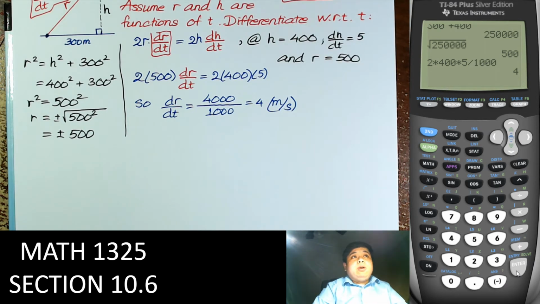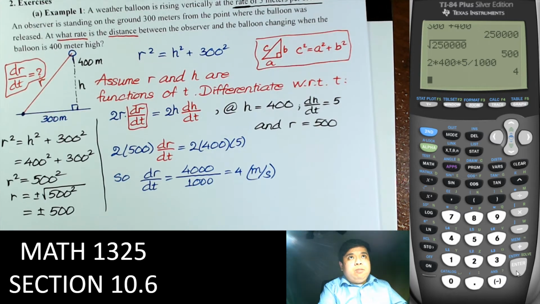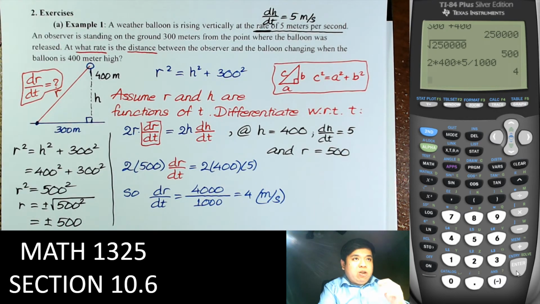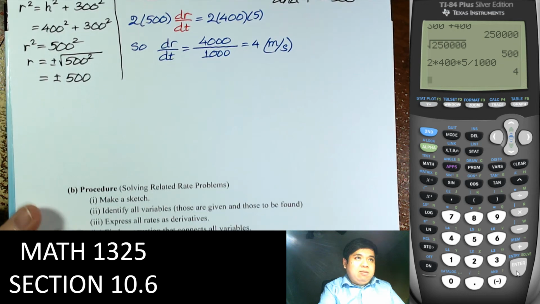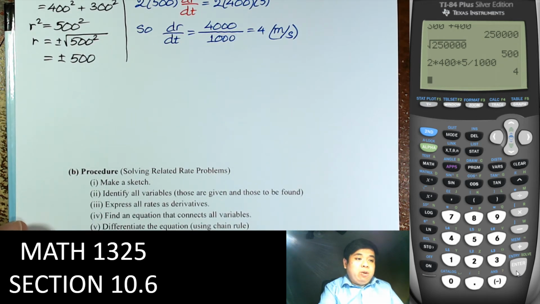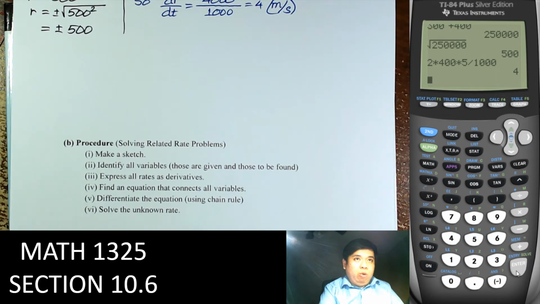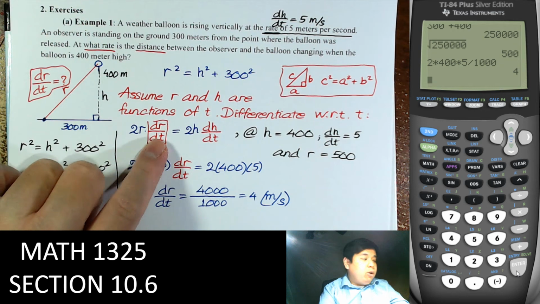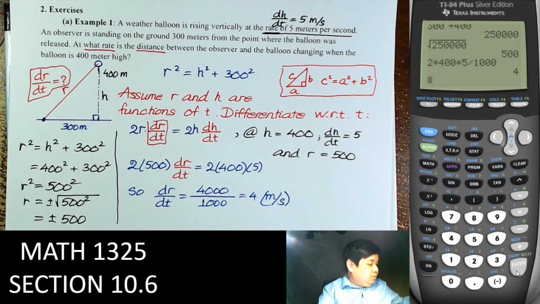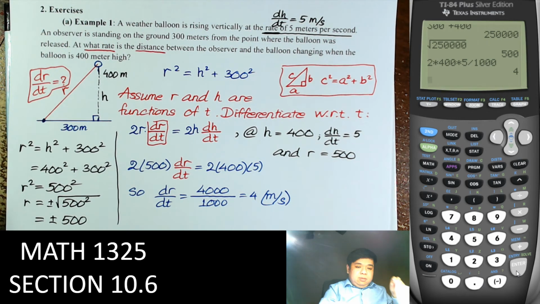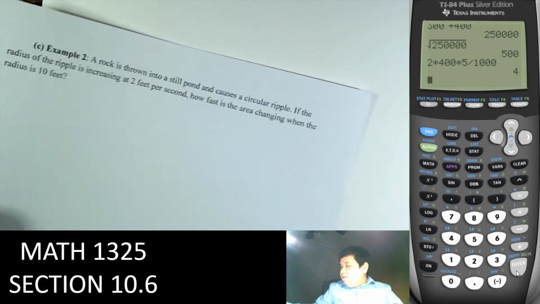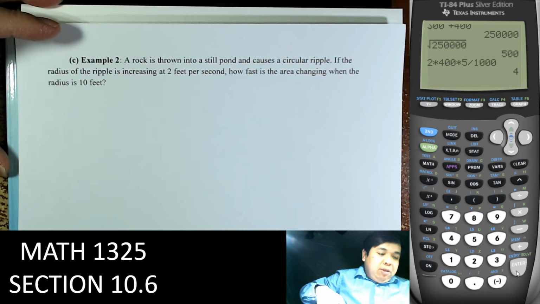Right, so this is a typical related rate problem. Sketch the graph and then identify the variables. So identify the variables and see how they are related, and then find the derivative with respect to t. Usually that's the chain rule, and then we're looking to solve for the rate that we don't know. Oh, simple enough. Now let's look at this problem.